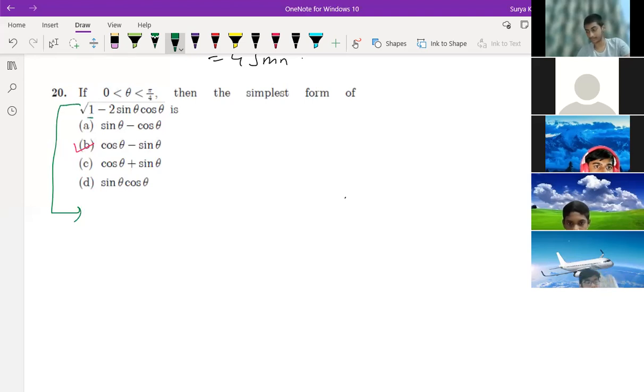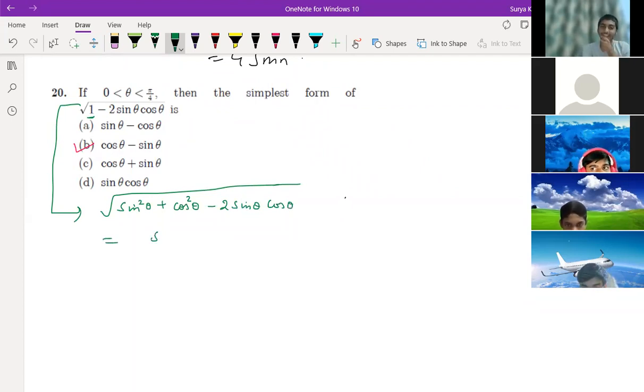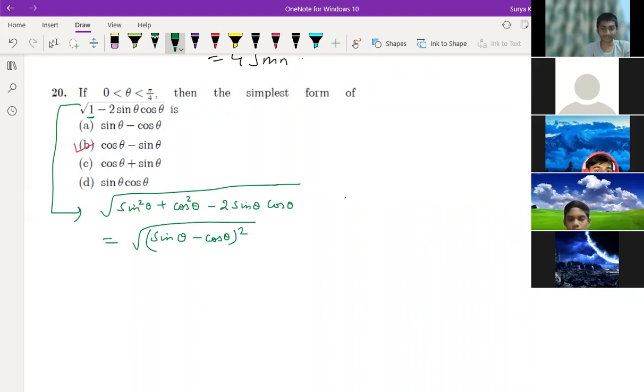So instead of using the identity over here, instead of 1, what can we write? Sine square theta plus cos square theta we can write or not? Praharshan? Yes. And minus 2 sine theta cos theta is there. So this becomes one formula, right? Okay, so now I remembered how to do this one. Just give some pressure on your mind, then only you'll improve. So this becomes whole square like this, sine theta minus cos theta whole square. This only will come. So your answer is sine theta minus cos theta.